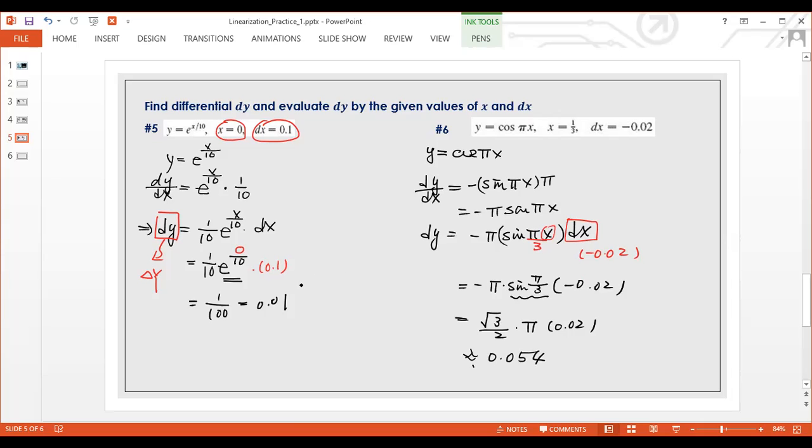All right, so this is how we find the differentials here, because in our next video, we're going to talk about the applications for those differentials. How do I use the dy to estimate the delta y's here?